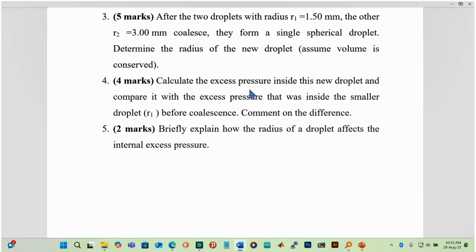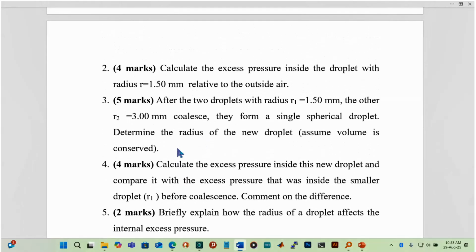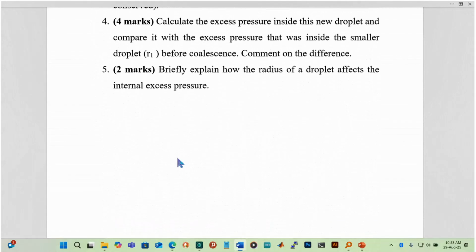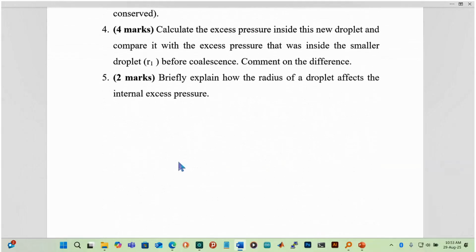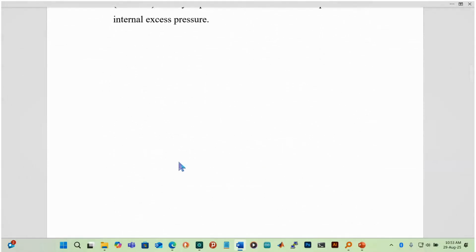Number 4, calculate the excess pressure inside the new droplet and compare it with the excess pressure that was inside the smaller droplet R1 before coalescence. Comment on the difference. Next, briefly explain how the radius of a droplet affects the internal excess pressure. Ladies and gentlemen, let's see how we can answer these questions asked of us. So, first of all, solution.